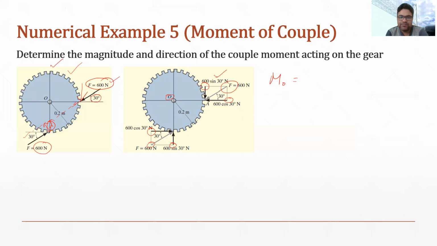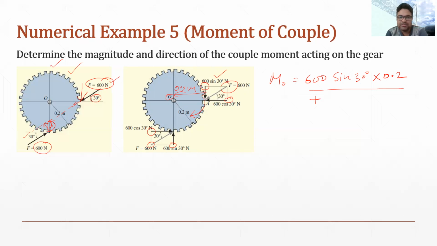You can see this force has a distance of 0.2 meter. So we will write 600 sine 30 degree multiplied by 0.2. This force is creating a clockwise couple, so we will take this as positive. Now this is the magnitude of the couple of the vertical component of the forces. Plus the magnitude of the horizontal component of the forces.